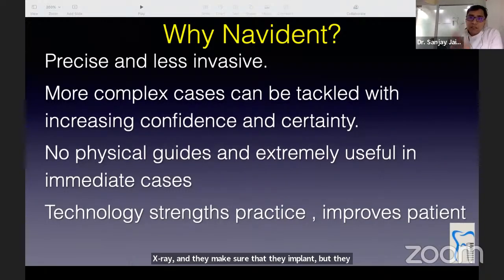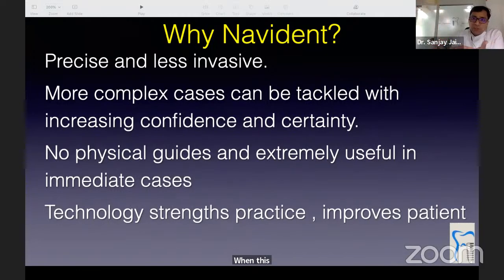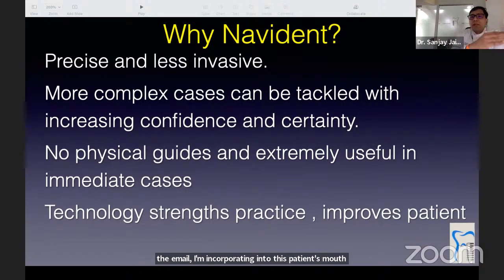This all is assumptions. And many times implant failures happen when this execution, from visualizing on the films or on the screen and incorporating it into the patient's mouth, is where the major error happens. And that is where dynamic navigation plays the biggest role. So it's more precise, it's less invasive.